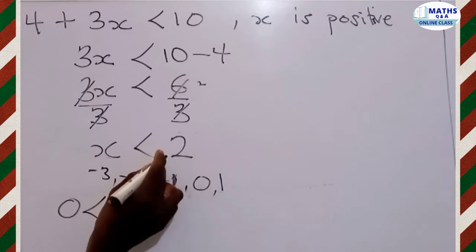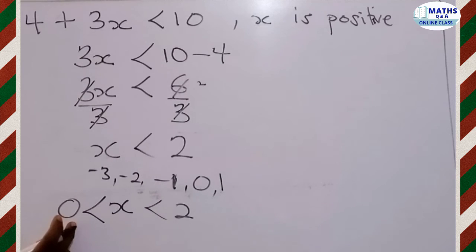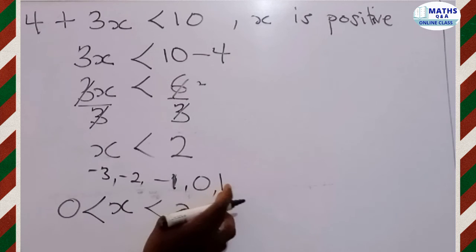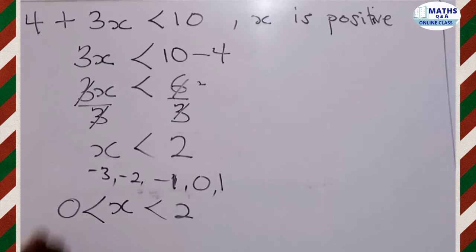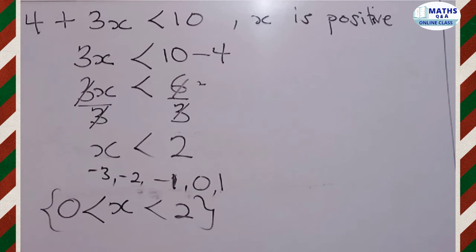And x is also less than what? 2. Okay, so this means numbers which are not 0, starting from 0, 0 is not part, and then 2 is also not part. And what will be that number? That number is 1, right? So our final answer should be this. This should be the set. X is greater than 0, and then x is also less than 2.